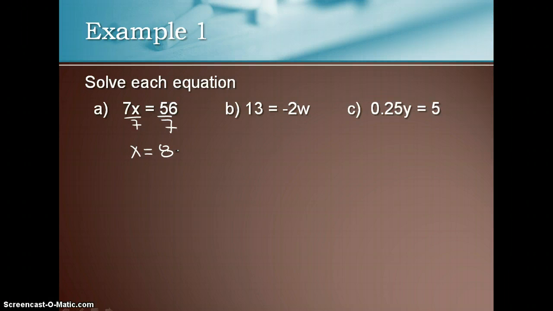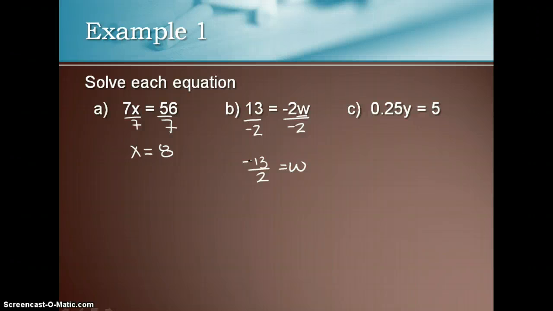Okay, so b is 13 is equal to negative 2w. And again, we're trying to solve for the w, so we're going to divide both sides by negative 2. So that gives us negative 13 over 2 is equal to w. Okay, so negative 13 divided by 2 is equal to w. Go ahead and leave it as a fraction, that's fine.